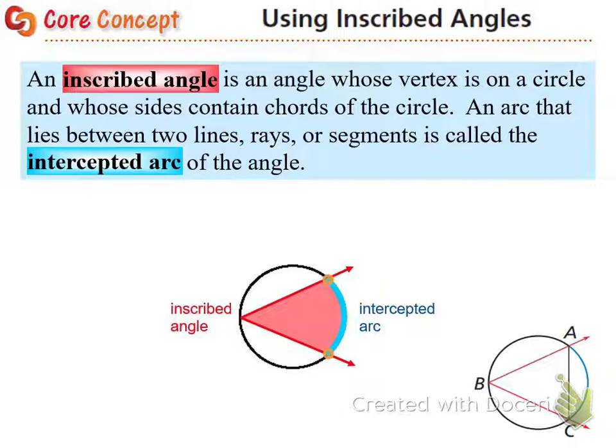You can highlight, similar to my picture, the word inscribed, and then in the same color, highlight your inscribed angle. And then with your second color, you can highlight intercepted arc and highlight your intercepted arc. So your inscribed angle, and then your intercepted arc. Because I'll show you the relationship between the two on this next slide that you will write down.